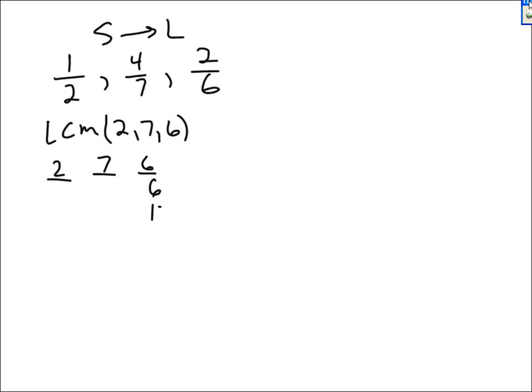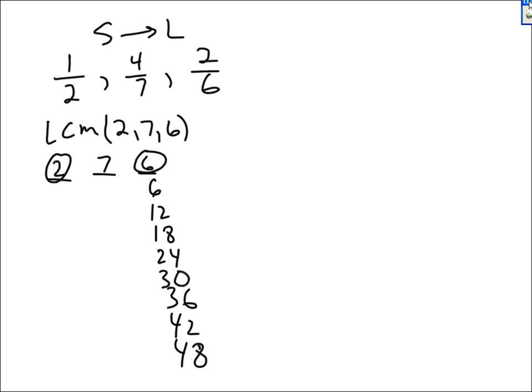6 is on the 2 table, 12 is on the 2 table, 18, 24, 30, 36, 42, 49. Every even number is on the 2 table. And the numbers I just wrote, with the exception of the last one, which is wrong, every number I just wrote is even. Since 2 goes into 8, it will be on there. Since 2 goes into 6, it'll be on there.